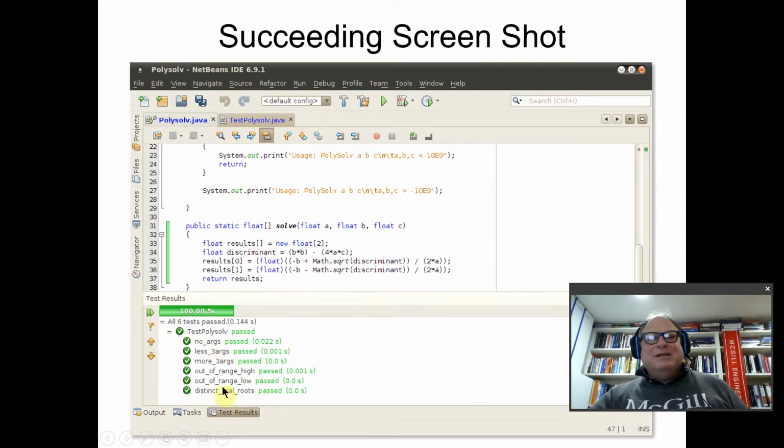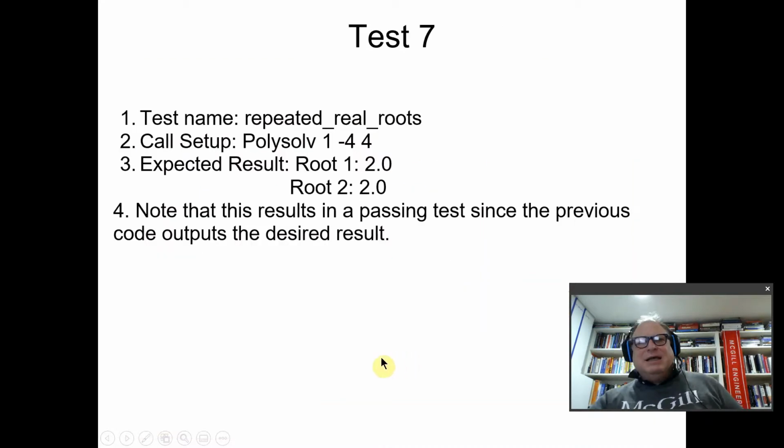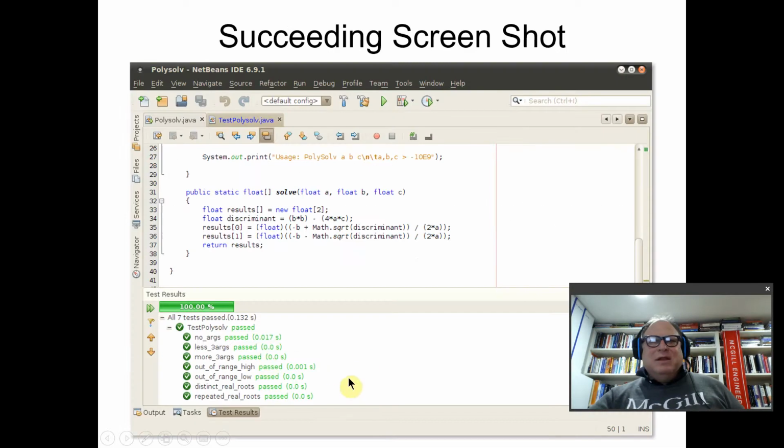So we have finally got some business logic passing. The next test would be repeated real roots, the same root twice. This passes because the equation would be identical in that case, so we don't have a failing test.